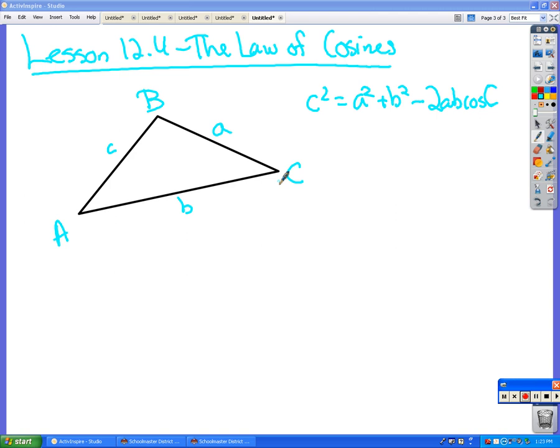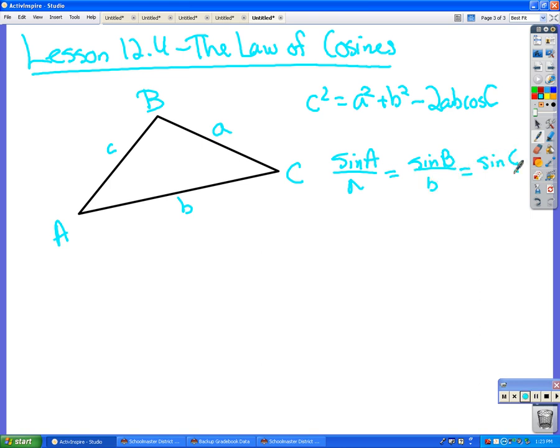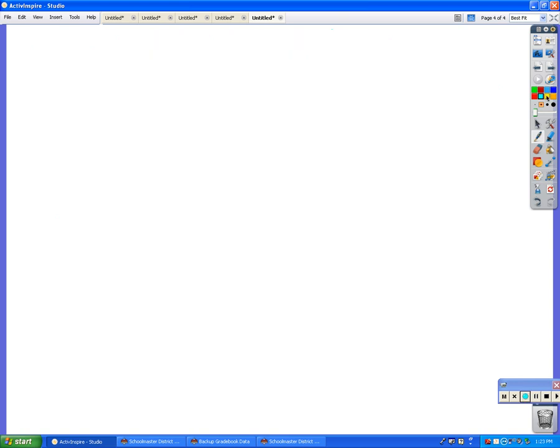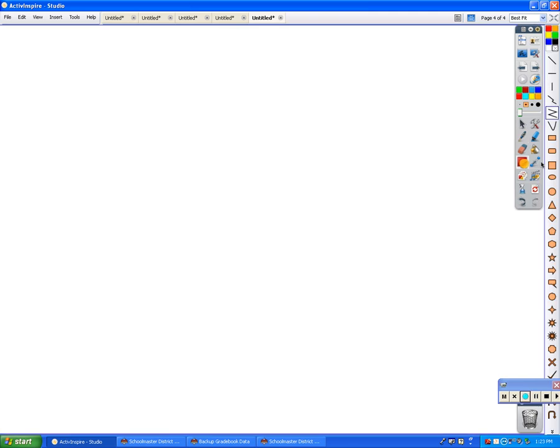Wait, that's exactly like sine though. Isn't it? Well, the law of sines, I'm sure you remember, was the sine of A over A equals the sine of B over B equals the sine of C over C. So we're finding the same things though. Okay, so that's a great question. So you're saying, what's the big deal? Why can't we just use that other easy one? And that is a great question. So let me show you why.